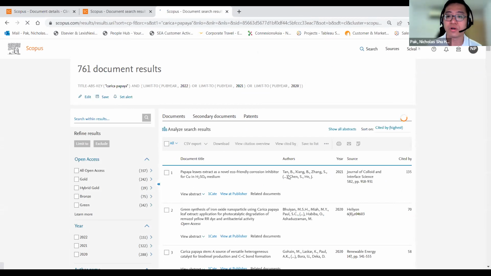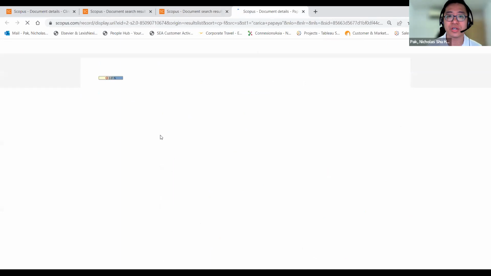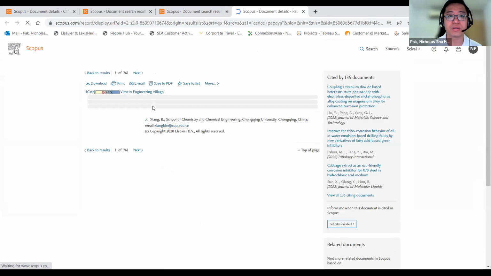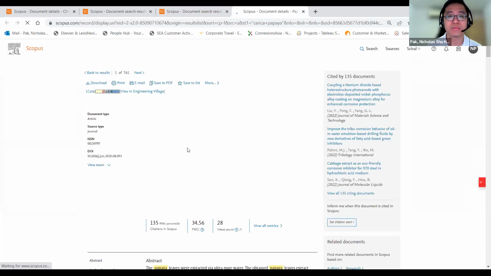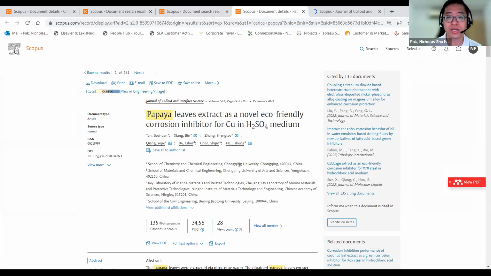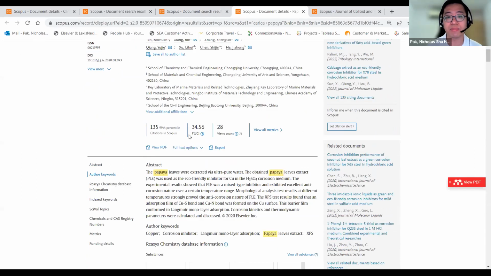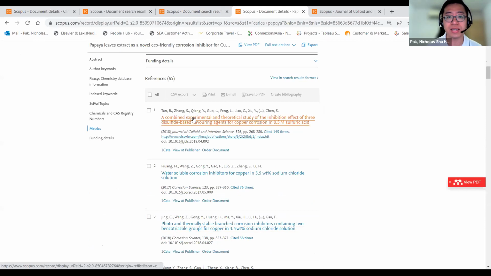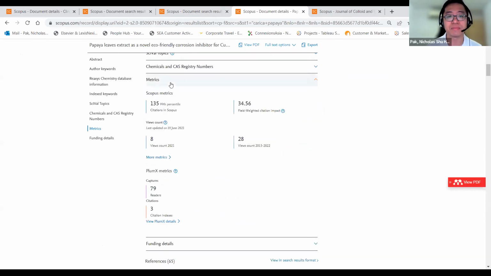So we have a Journal of Colloid and Interface Science. If I'm not mistaken, this is published first and foremost by Chongqing University, Zhejiang Key Laboratory, and Beijing Jiaotong University. We can see that the number of citations and metrics, when we click on that, is quite significant.